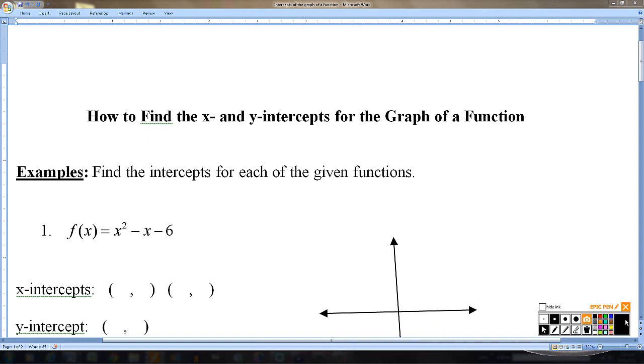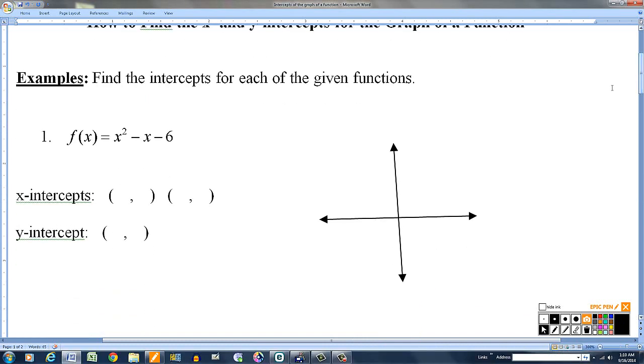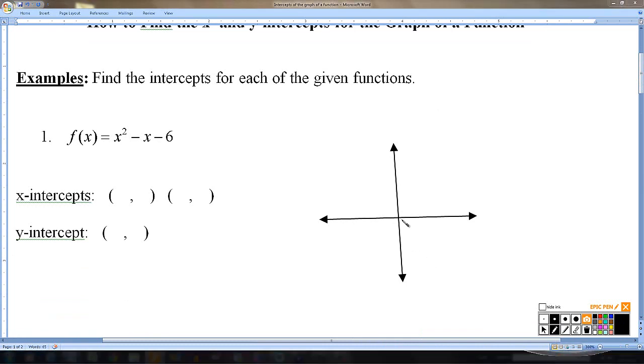Okay, in this video we're going to go over the procedure for finding the x and the y-intercepts for the graph of a function. Let's look at the coordinate system that I have here, vertical y-axis and the horizontal x-axis. This point right here where the two axes cross is the origin, which is labeled 0, 0. That's the point 0, 0.